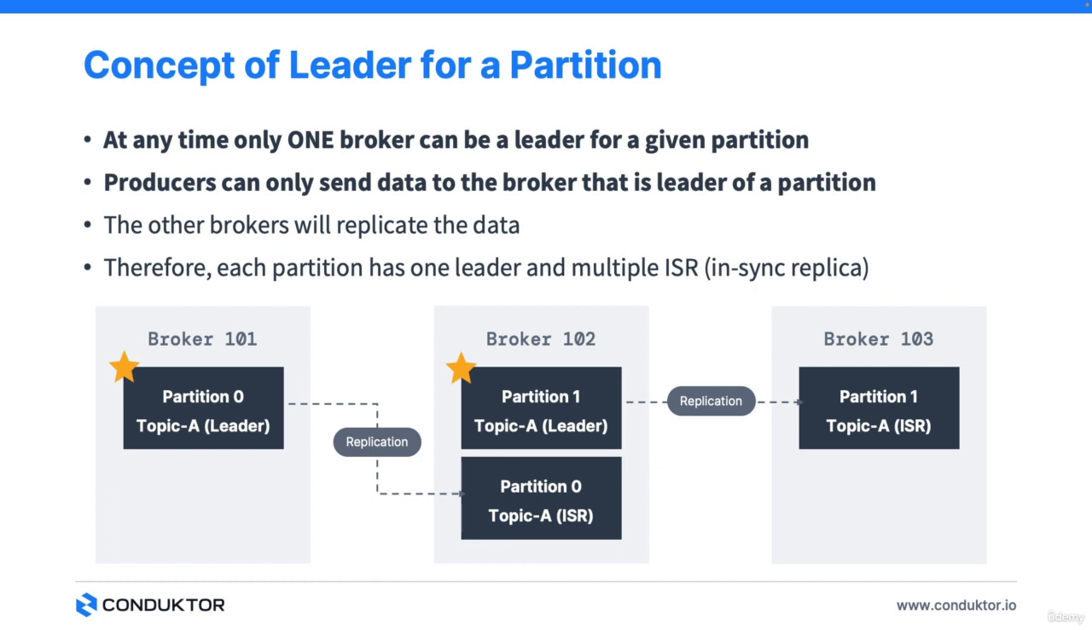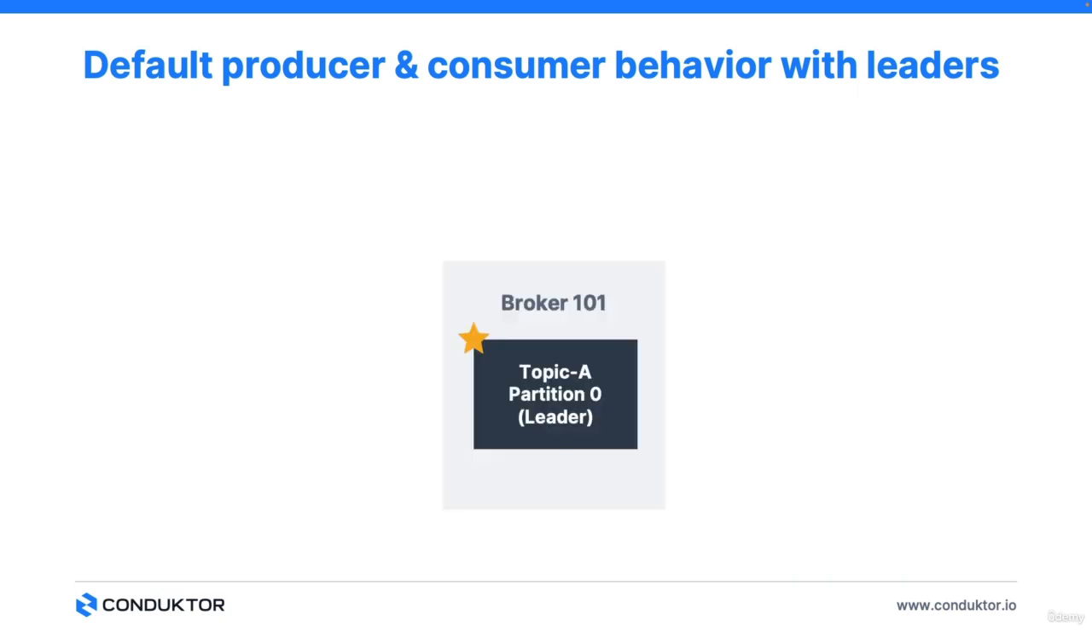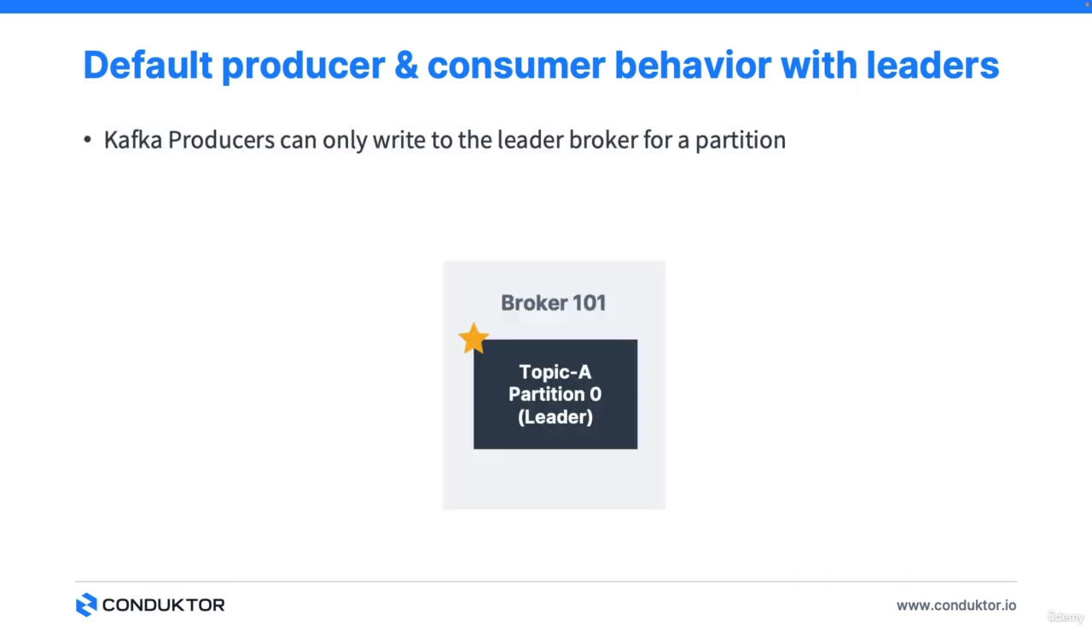This is very important because there is a very important aspect of leaders. By default, your producers are going to only write into the leader broker for a partition. So if the producer knows it wants to send data into partition 0, as we've seen from the previous mechanism, and we have a leader and an ISR, then the producer knows that it should only send the data into the broker that is the leader of that partition. And that is a very important Kafka feature.